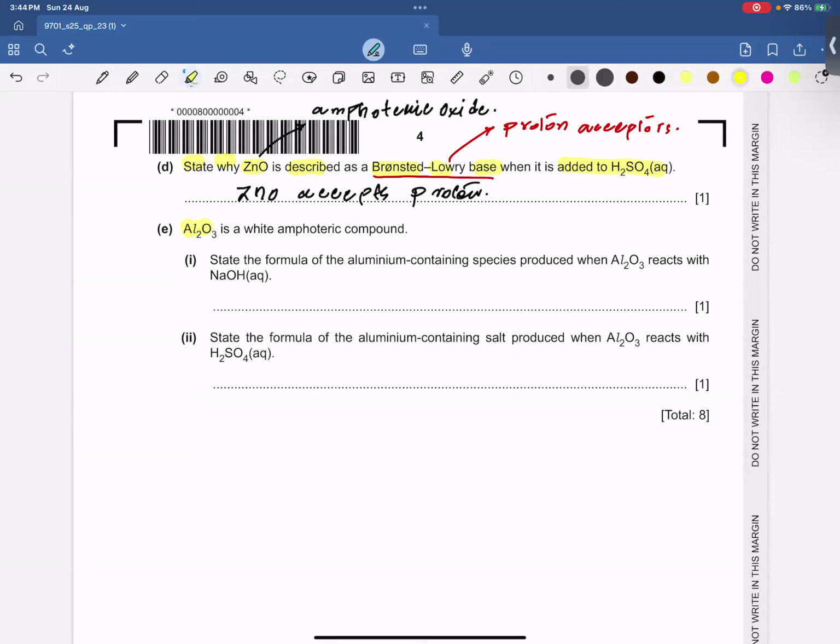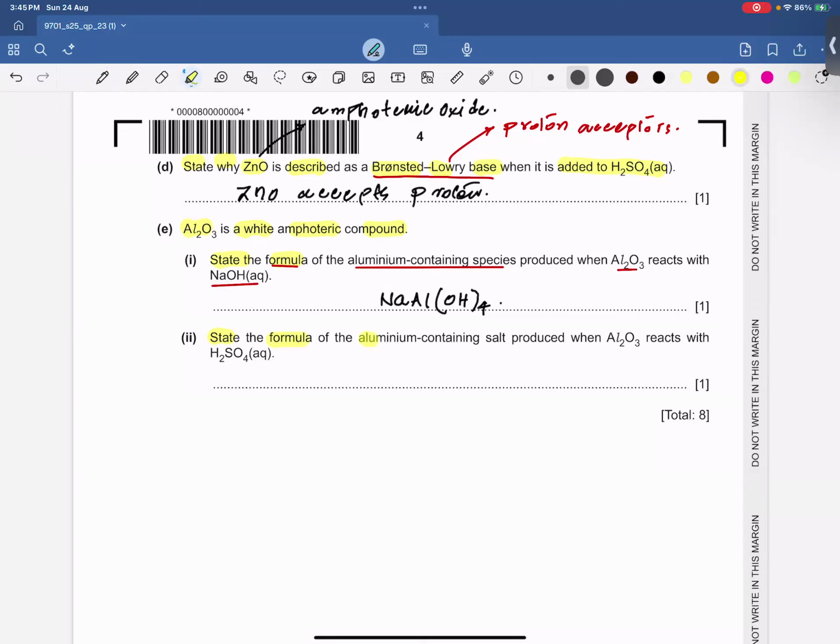Next, aluminum oxide is a white amphoteric compound. State the formula. The examiner is looking for the formula of the aluminum containing species produced when aluminum oxide reacts with NaOH. So it's going to be sodium aluminate, and sodium aluminate has the formula NaAl(OH)4. So that's the formula of sodium aluminate. Okay.